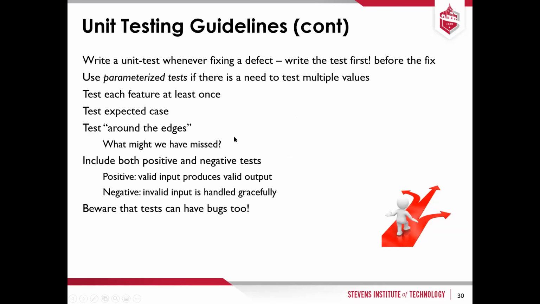So how can we do that? We write a unit test whenever we need to fix a defect. We use different parameterized tests to do that. We test each feature at least once, we test expected results at least once, and we try to make sure that we are not missing any test story or test unit that we need to test.